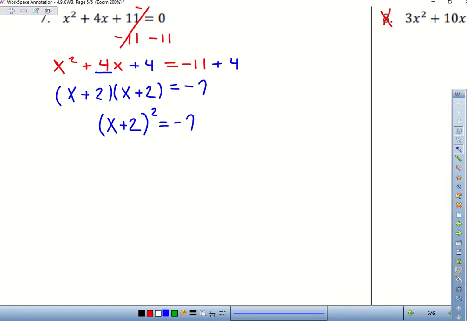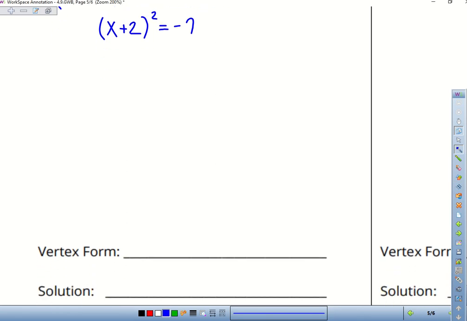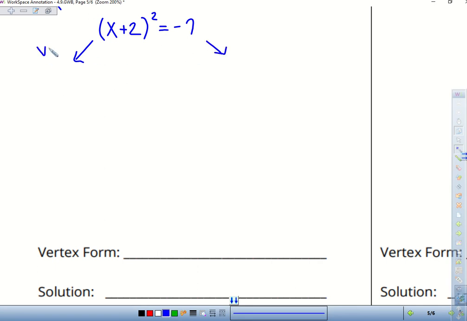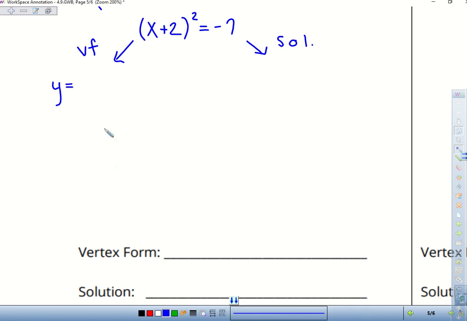Okay, so here we're in the state where we can either go for vertex form or solutions, but as you can see, we want both. So at this point, we'll do one side for vertex, one side for solutions. So vertex form is a lot easier. All you have to do is y equals whatever's on the right, and then bring over whatever's on the left. So if it's subtraction, it's going to become addition. That's your vertex form.